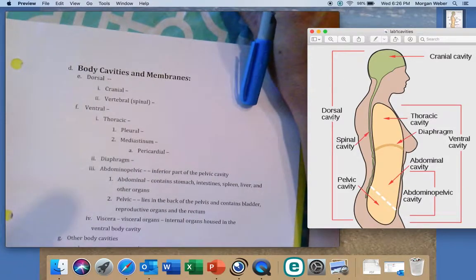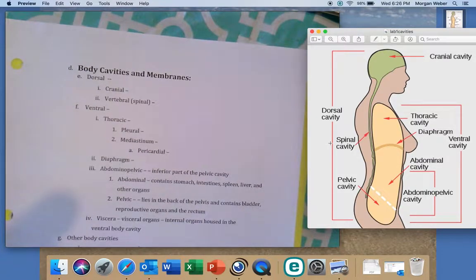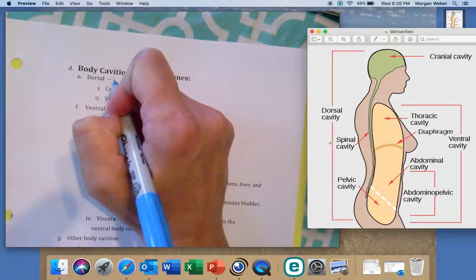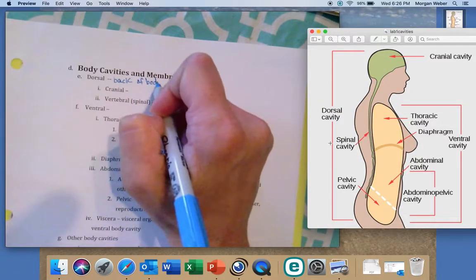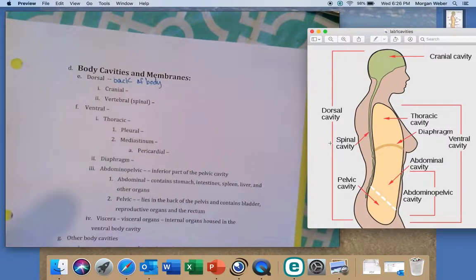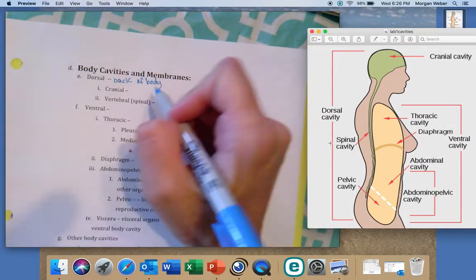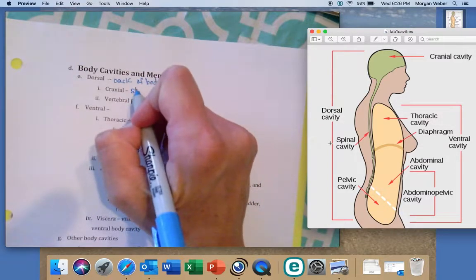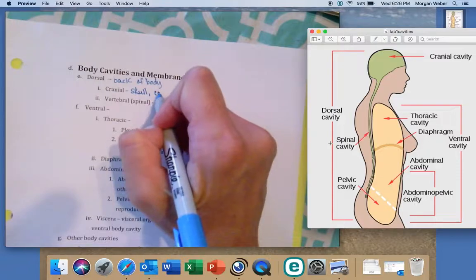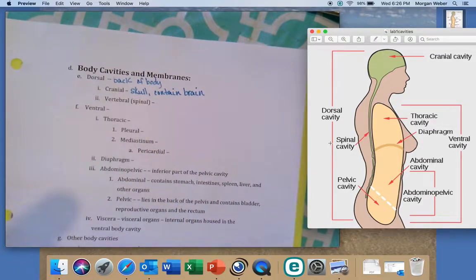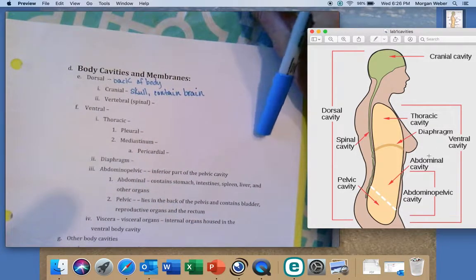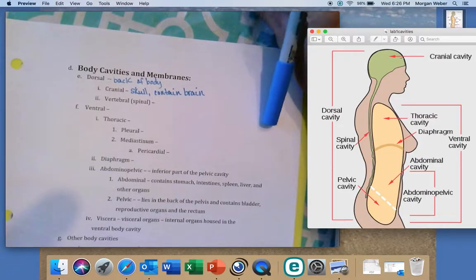So remember, if we look here, we see dorsal is back. So we're just going to write back of the body. In that cavity is going to be the cranial. So in the cranial part, remember, cranial is the skull, and it is going to contain the brain. So we're looking at this area right here.